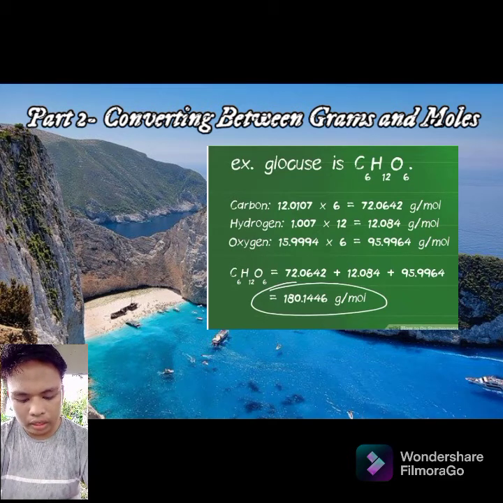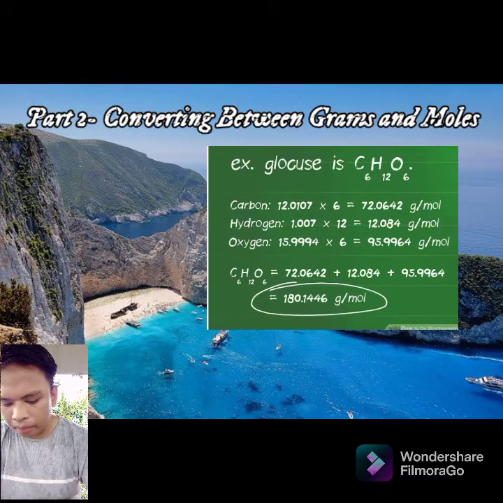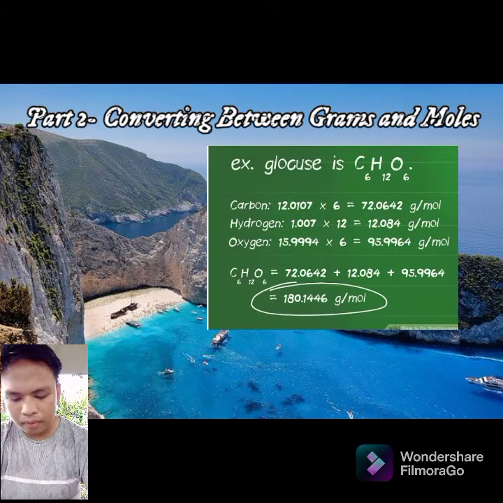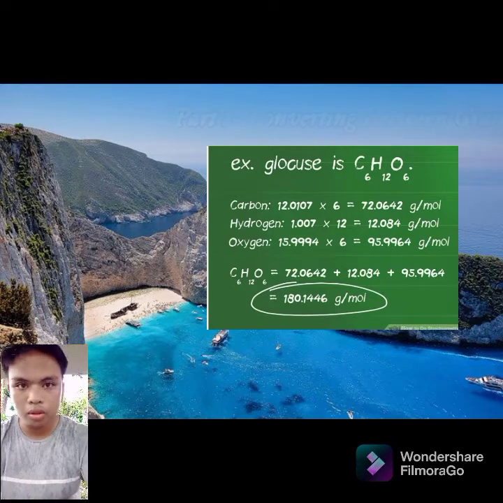Carbon: 12.0107 times 6 equals 72.0642 gram per mole. Hydrogen: 1.007 times 12 equals 12.084 gram per mole. And oxygen: 15.9994 times 6 equals 95.996 gram per mole.